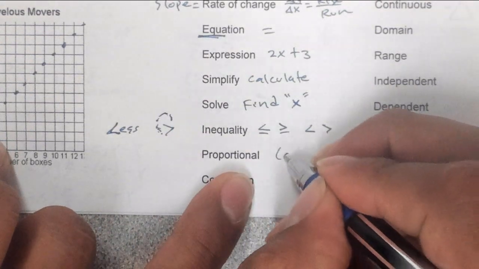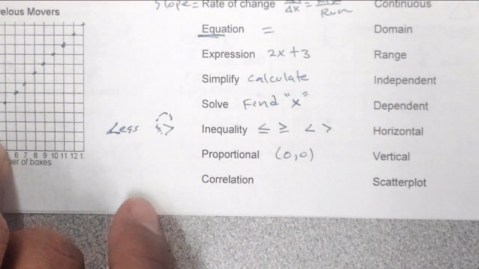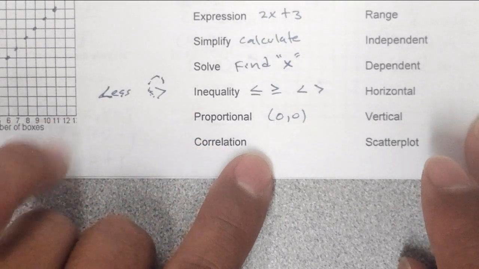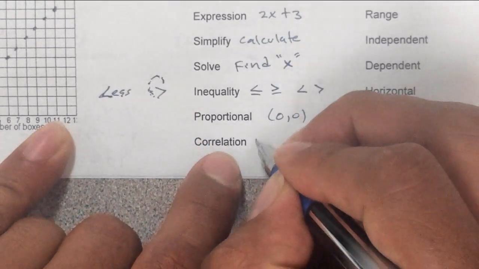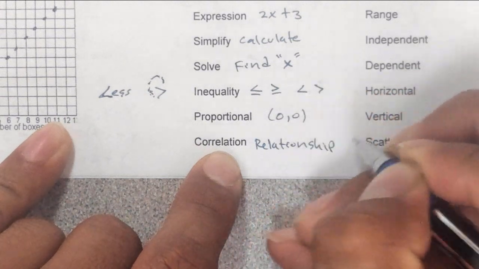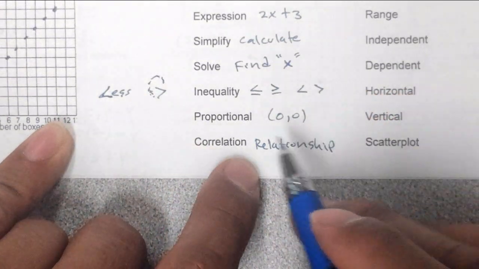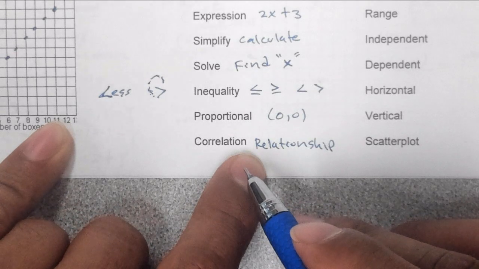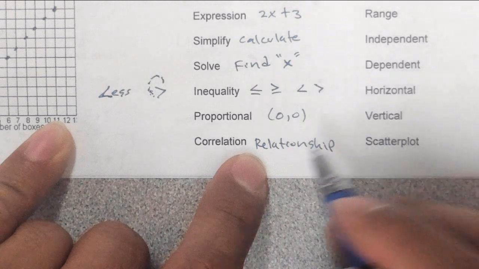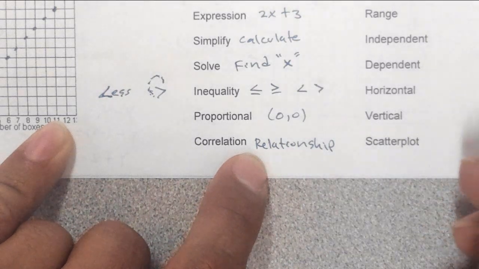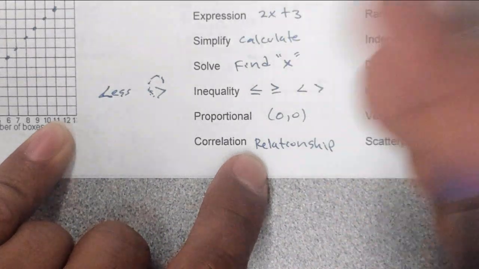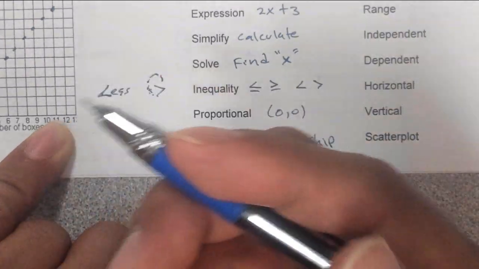Proportional, remember proportional is 0, 0. And then correlation, we haven't heard this word in a while. Correlation is just a relationship between two things. For example, what is the correlation between ice cream sales and sunglasses sales? As one increases, the other one probably increases too, because it could be summertime, right? So it's just a relationship that you can create between two different things.